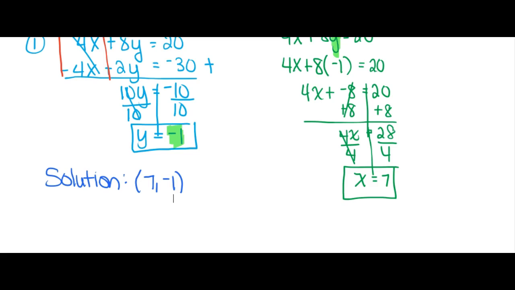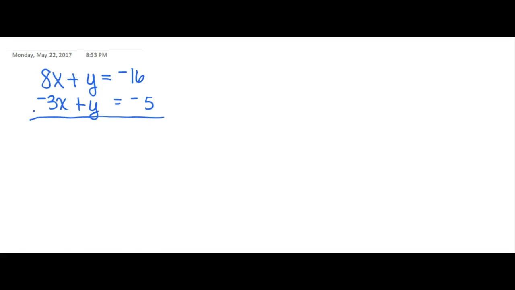Let's try another one. So we're going to follow those same steps. With this other one, though, we have 8x plus y equals negative 16. We have negative 3x plus y equals negative 5. So the nice thing about this, if we check, number 1 is taken care of. It's in ax plus by equals c form. They've already lined all the variables up for us.